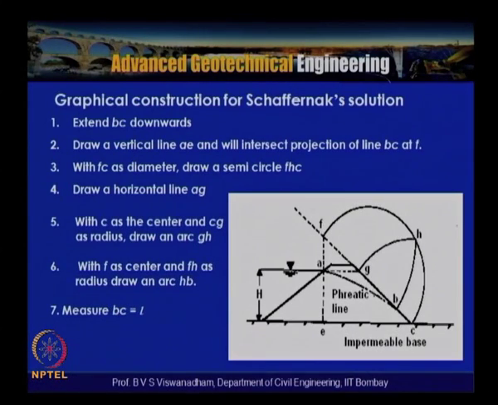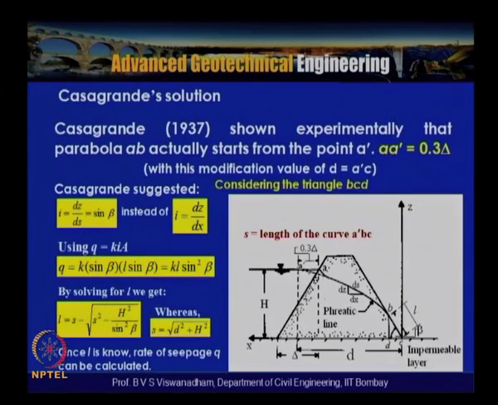So how to determine L? Once we get L, we will be able to estimate the flow through an earthen dam by using the Schaffernak solution. Now the third solution we discussed and put forward is Casagrande's solution.